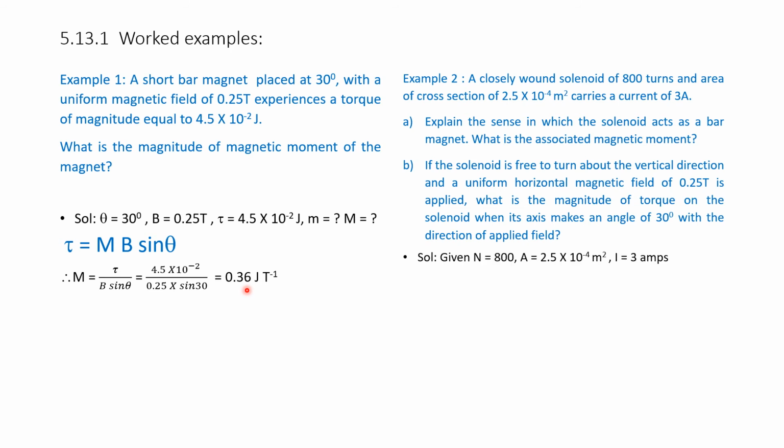Solution. Given n is equal to 800 turns, area of cross section is 2.5 into 10 to the power of minus 4 meter square. It is straight away given in meter square, so conversion is not required, and I is given as 3 amps. Magnetic moment we know is given by the formula M is equal to NIA. You have to remember it.